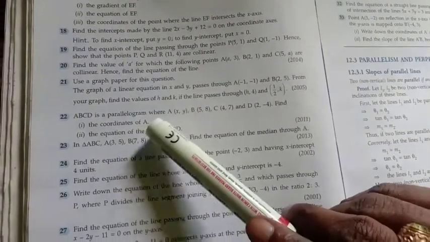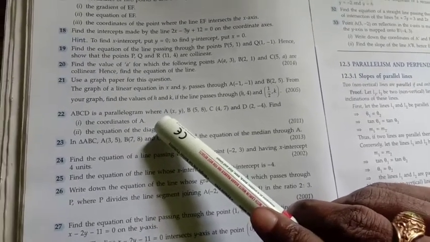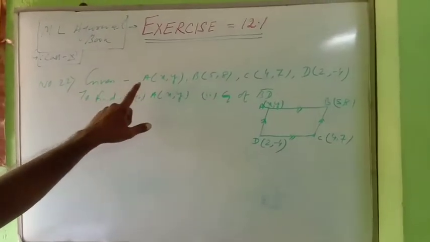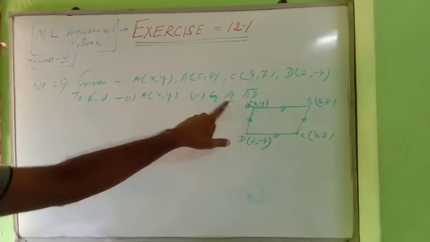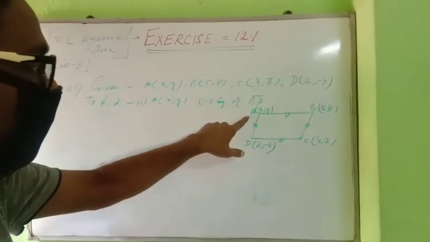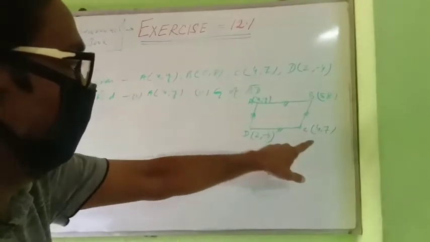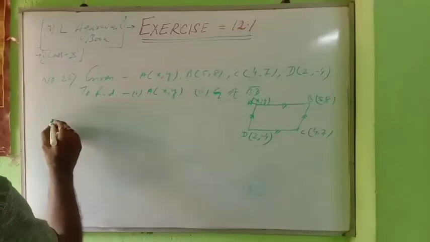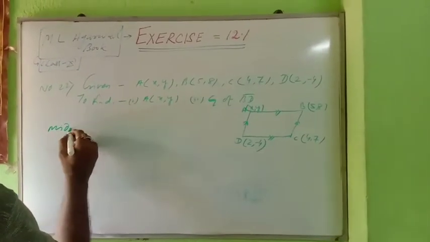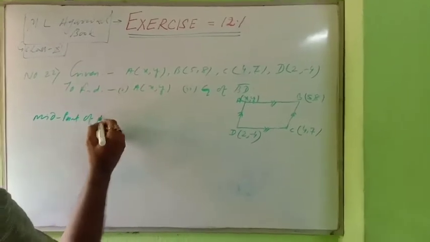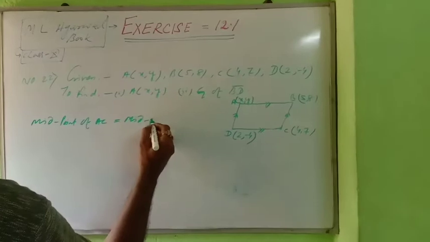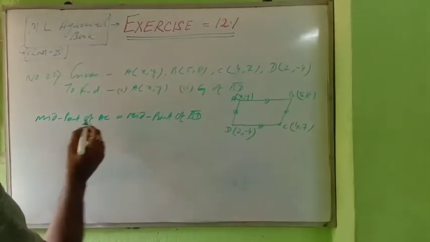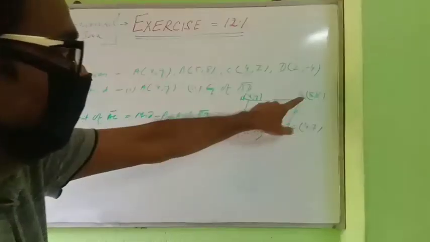Given what? ABCD is a parallelogram. You know parallelogram opposite sides are equal to each other. See the question number 22. Given A, x, y. I have drawn here. It is a parallelogram ABCD. A point given x, y, B given 5, 8, C given 4, 7, D given 2, -1. As you know, the midpoint of AC should be equal to the midpoint of BD, as it is a parallelogram.